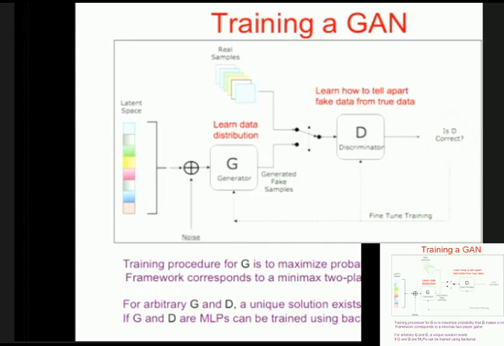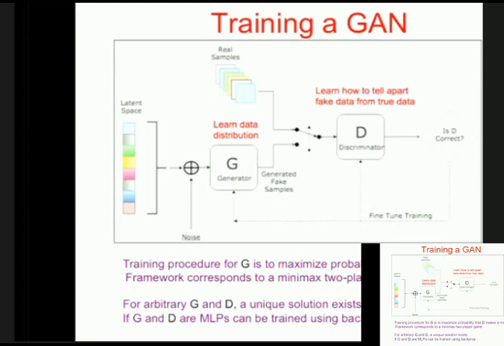In all of these things, the training is all done together. So we go input all the way to the output and feedback all the way. So that's kind of an interesting training here in these GANs. So the training procedure for G is to maximize the probability that D makes a mistake. And the framework corresponds to a minimax two-player game. Many of you are working with Professor Narhari on game playing and so on. So game playing seems like an important part of this.